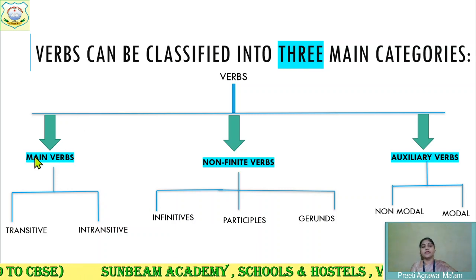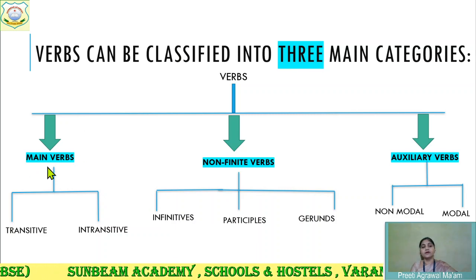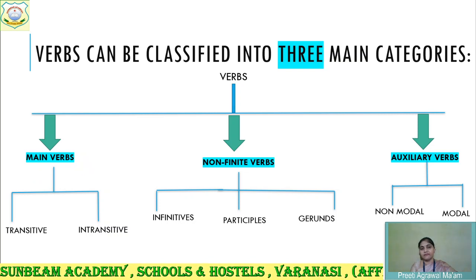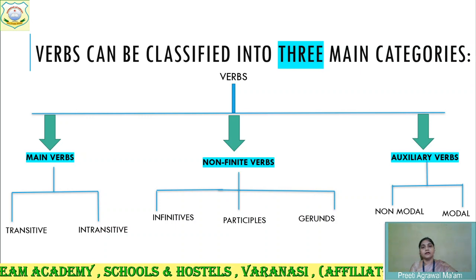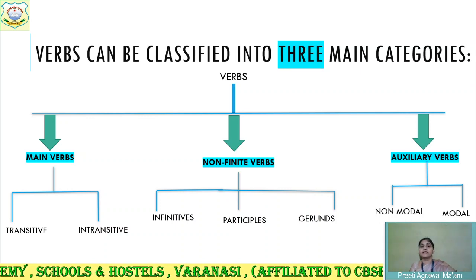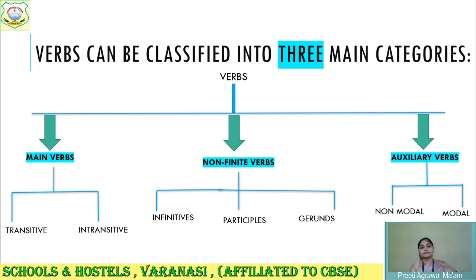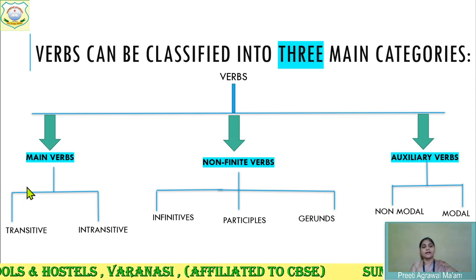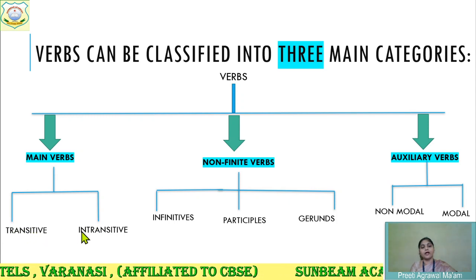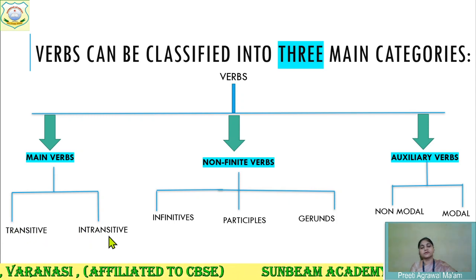So the first one is main verbs. Main verbs, the root verbs, are verbs which, if we use them in any sentence, can make its meaning clear. Main verbs are again classified into two kinds: transitive and intransitive verbs.